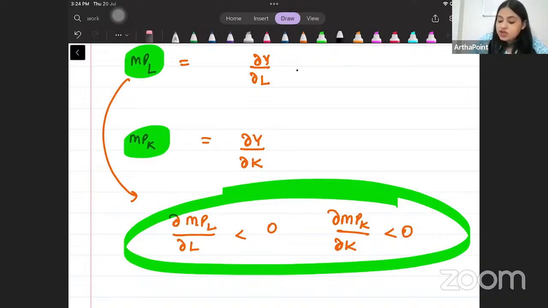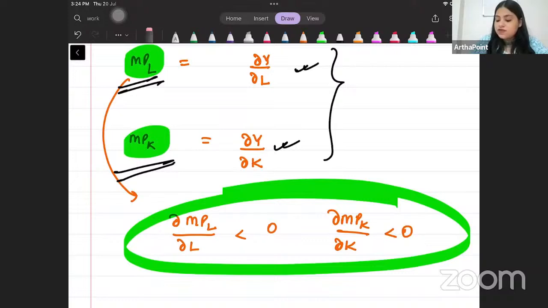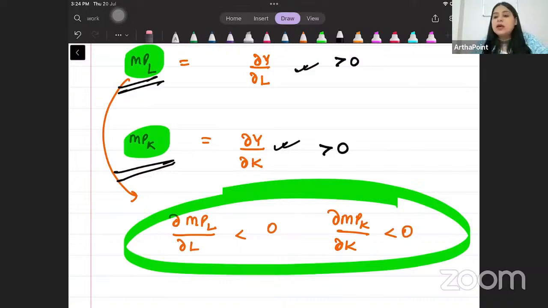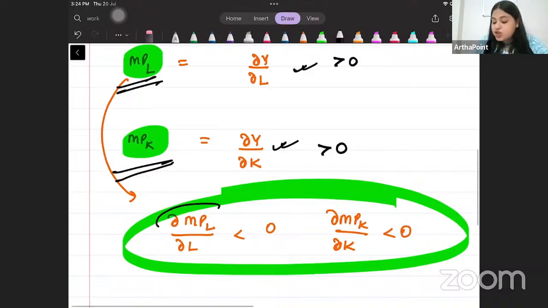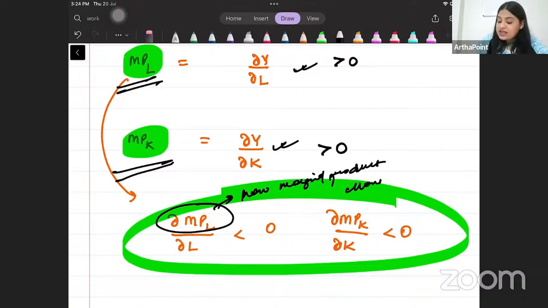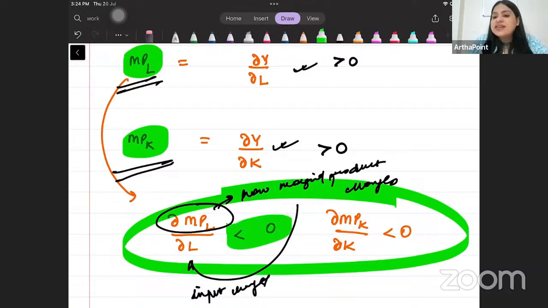When we differentiate the output the first time with respect to labor or capital, that only gives me the marginal product. Marginal product in itself is positive. But it is diminishing. Diminishing means as you keep increasing labor, the marginal product will keep decreasing. So how marginal product changes as input changes, that is less than 0. This is what we need to prove.